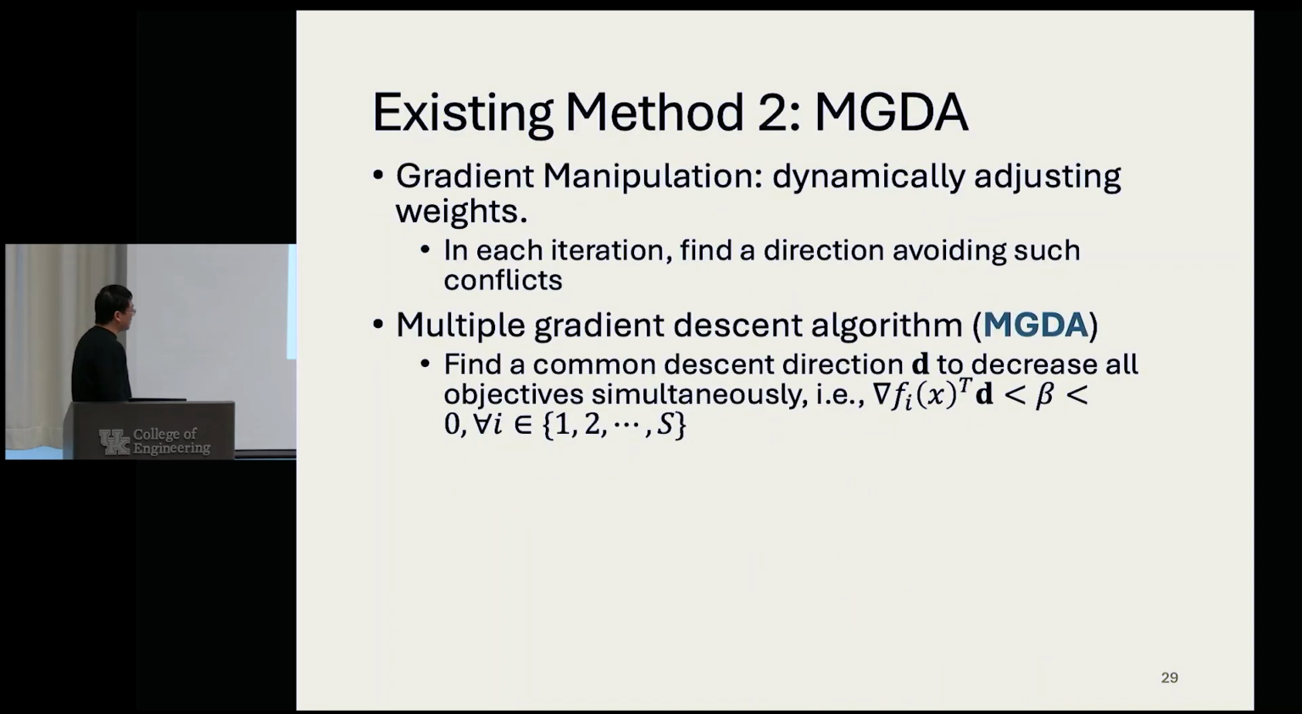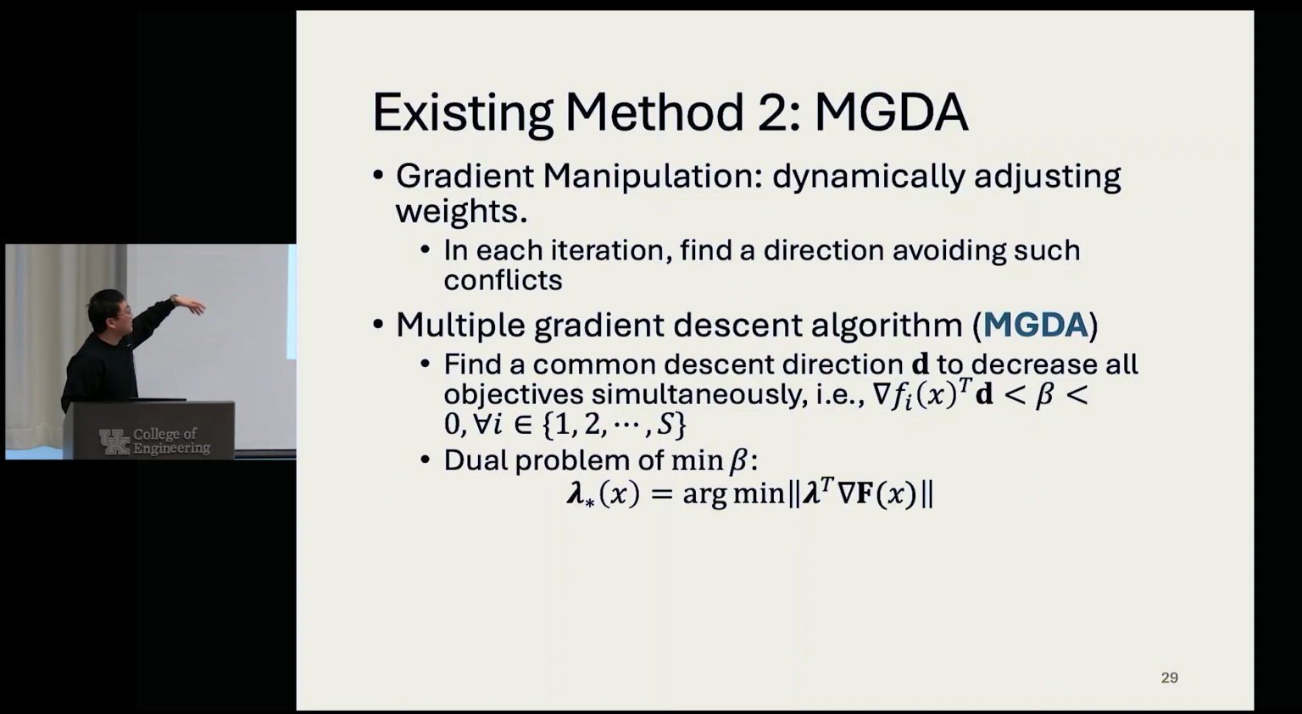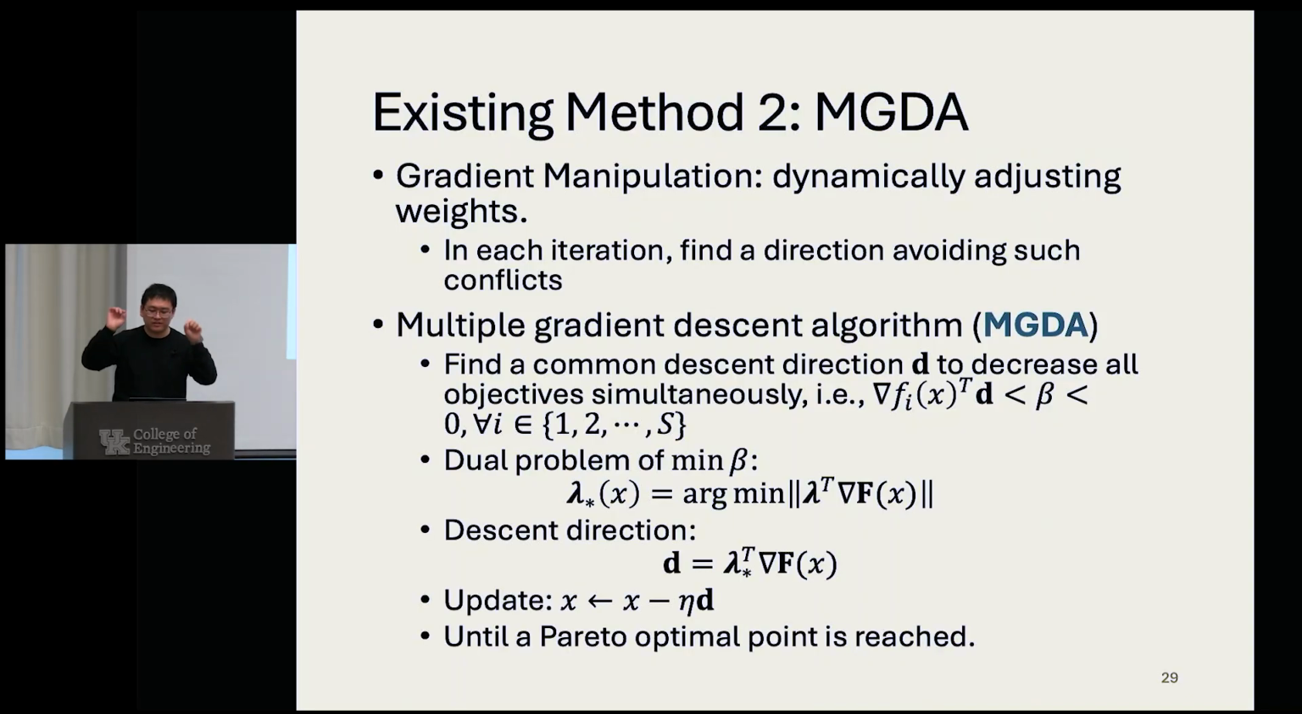There are some further enhancements, usually called gradient manipulation. That means people dynamically adjust the weights of the gradient descent direction. One typical algorithm is the multiple gradient descent algorithm, or MGDA. In MGDA, people actually solve an optimization problem in every iteration to calculate one direction that will descend every objective. After we calculate this direction to decrease every objective, you can quickly approach the Pareto optimum, because at every iteration, every objective will decrease. Right? There will be no conflict.